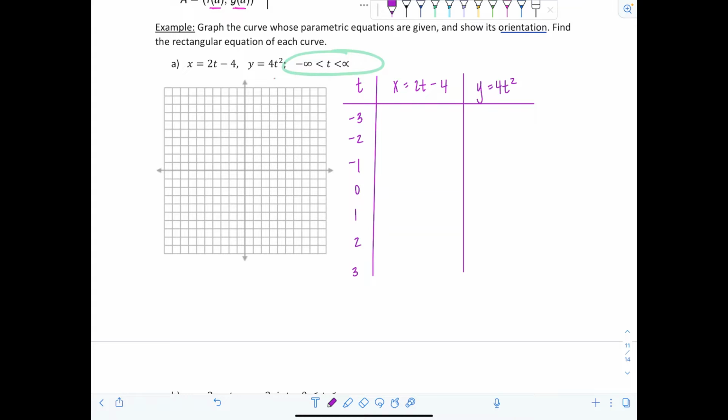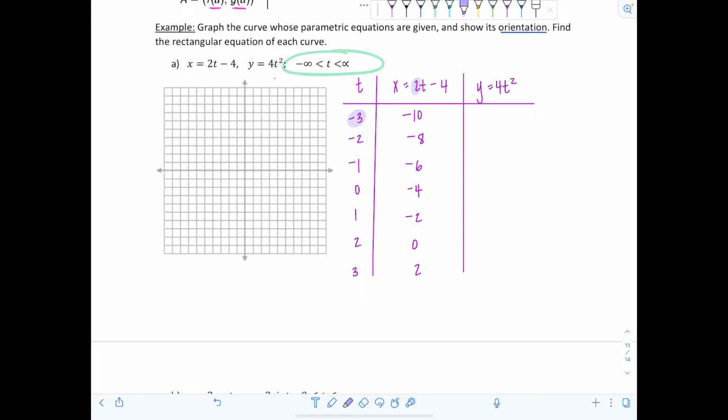So if t is -3, x is going to be 2 times -3 minus 4, that's -10. Let's just keep doing all the x's so that we can get in a groove. 2 times -2 minus 4, that's -8. 2 times -1 minus 4, that's -6. And you can see these are all increasing by 2. You guys, that should be no surprise, right? Think of it, it's basically giving you a linear equation here. -4, -2, 0, 2. Okay, and then y equals 4t squared.